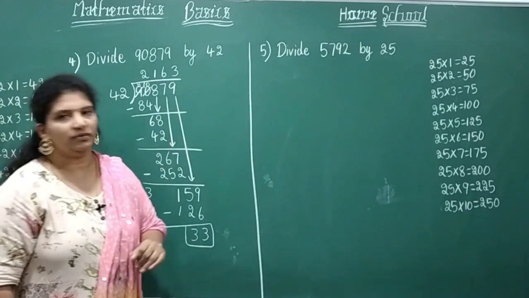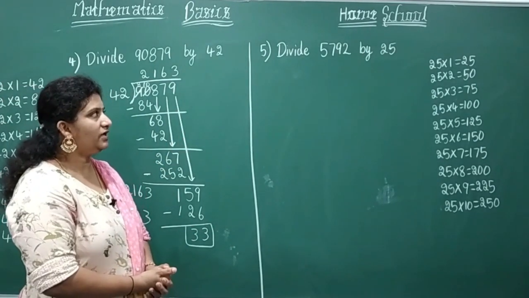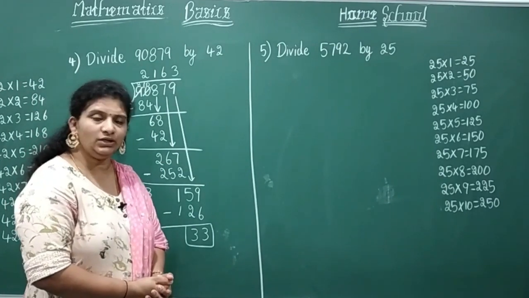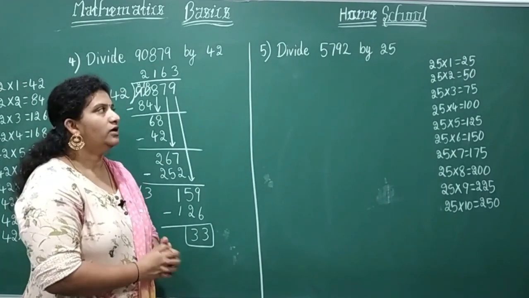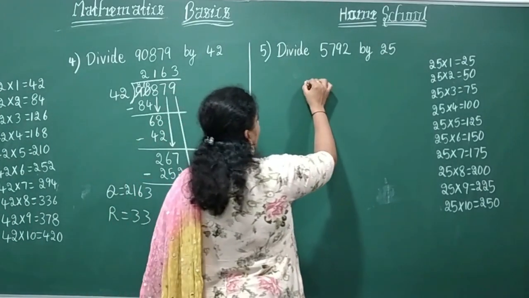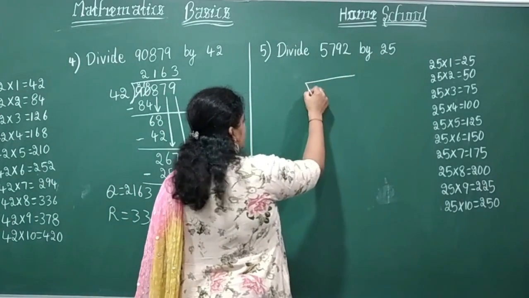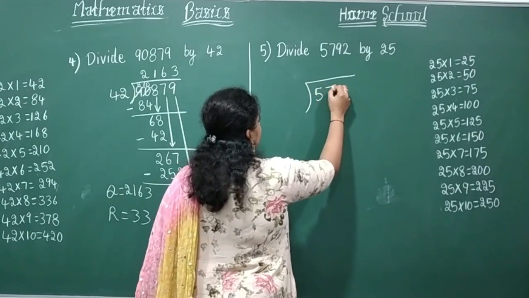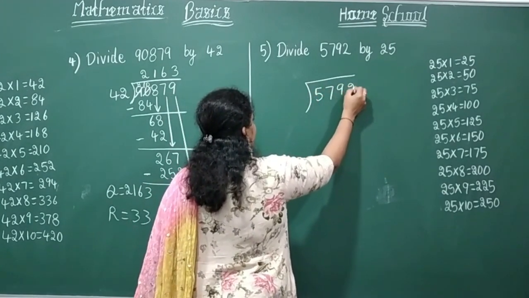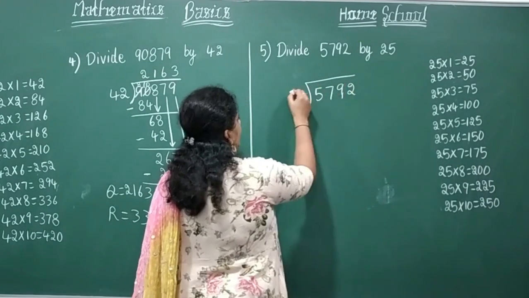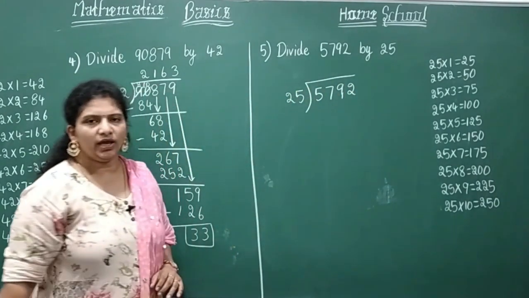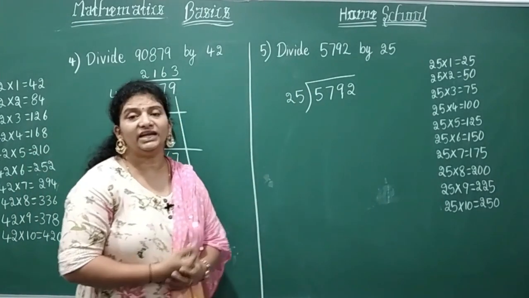So last problem here, children, look over there. Divide 5792 by 25. Okay. So now draw a line and draw a bracket here. This is the dividend, 5792, and take your divisor here, 25. So you are dividing by 25.